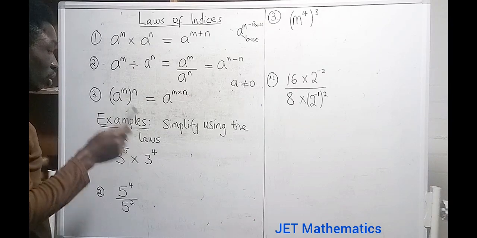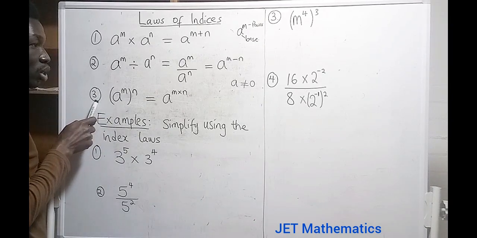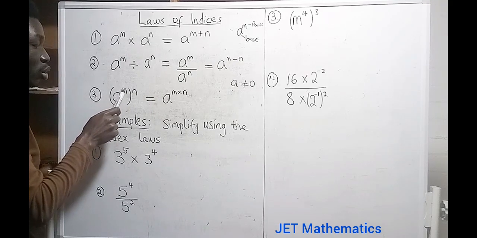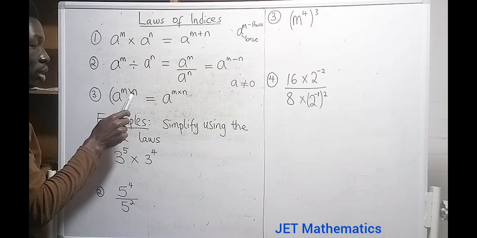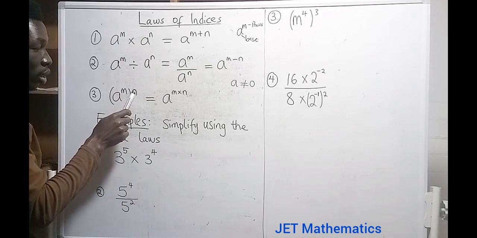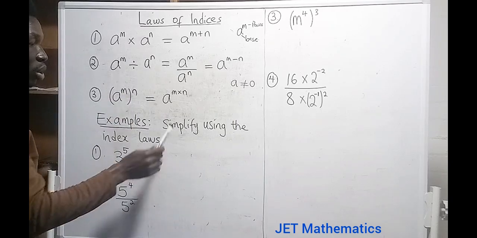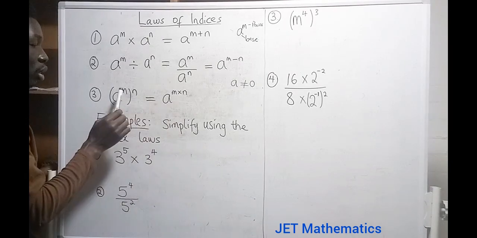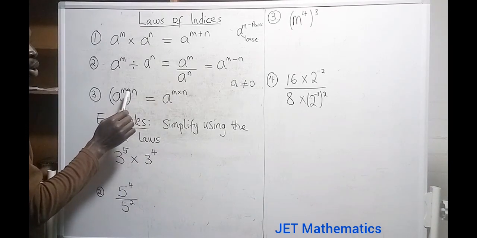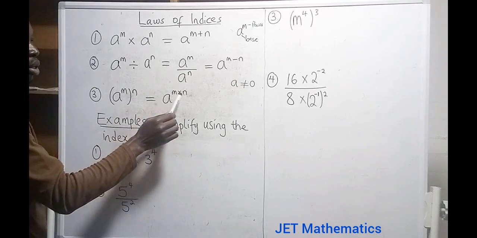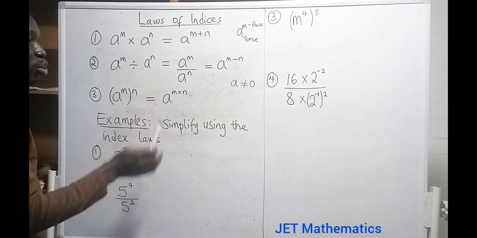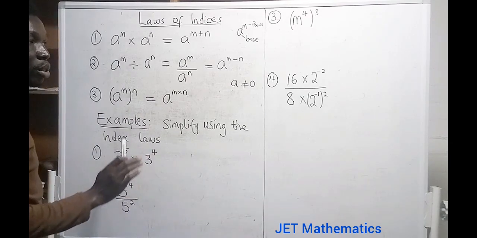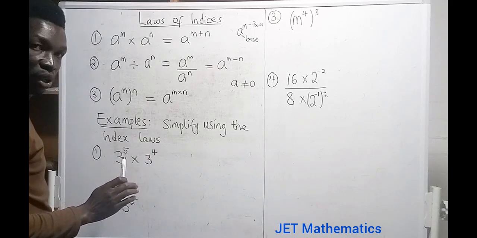All right, so the third law, which says if a is raised to power m, then raised to power n, we can simply write this as a raised to the power of m times n. So the two powers here will multiply. Okay, so these are 3 simple laws. We'll use them to solve simple problems in this video.